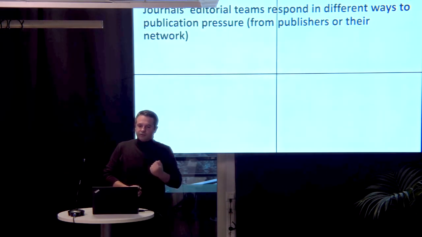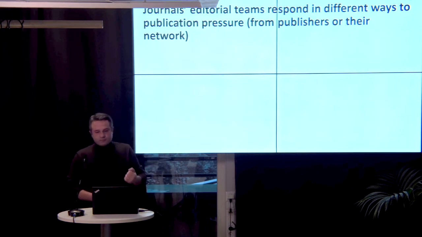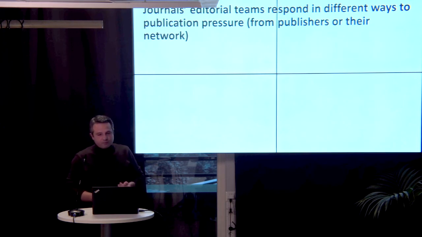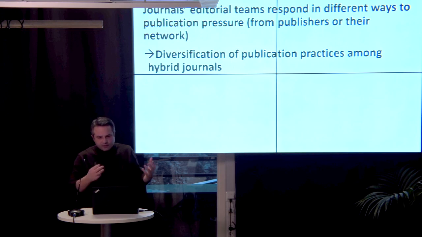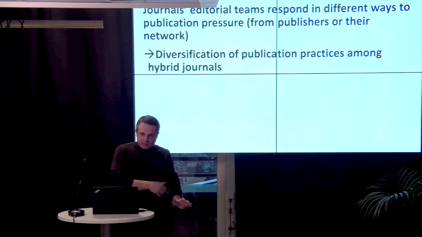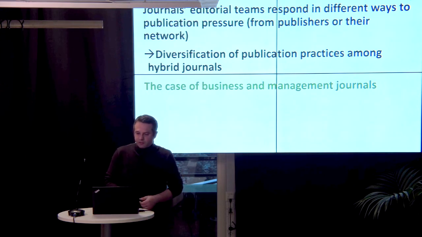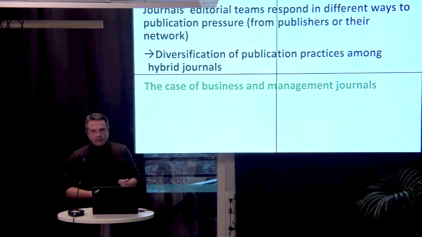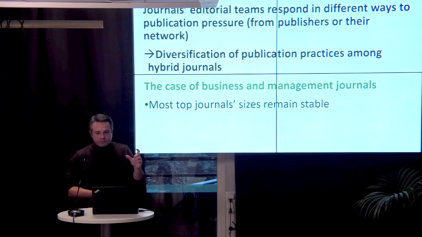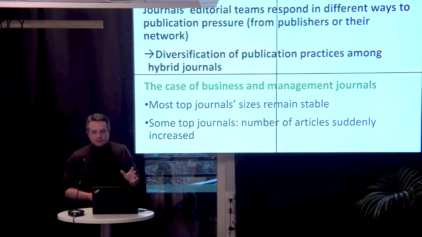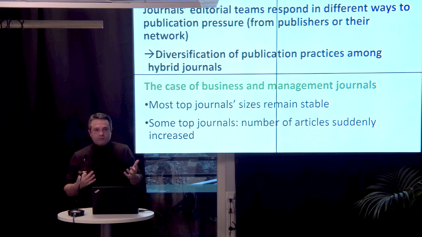So what we see is that journal editorial teams respond in different ways to these publication pressures. For example, we have a diversification of publication practices among traditional hybrid journals. I made some analysis on business and management journals, for example. If we take the top journals, most of them, their number of publications remained stable over time. But some top journals' size exploded very, very fast.